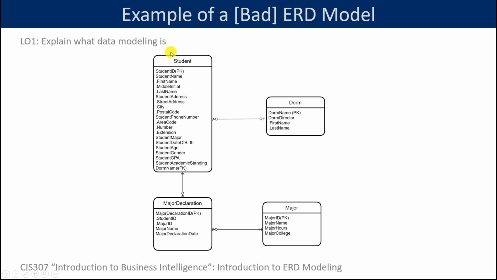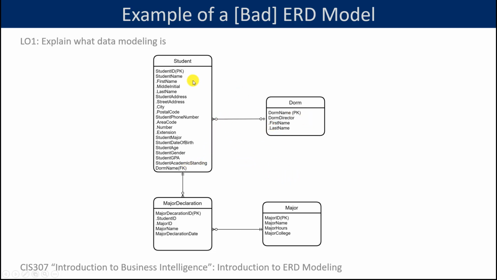So at the end, we are trying to create something like this. A very simple ERD model is depicted on this slide. So here we have four entities: dorm, student, major declaration, and major. Each entity has certain attributes. Some of those attributes are compound attributes. For example, dorm director is a compound attribute consisting of first name and last name. You can tell that from the dot notation.